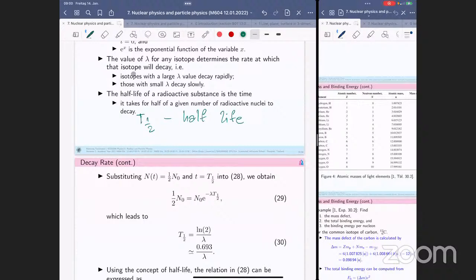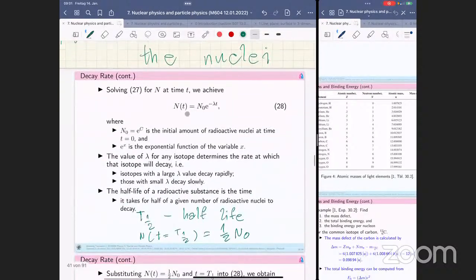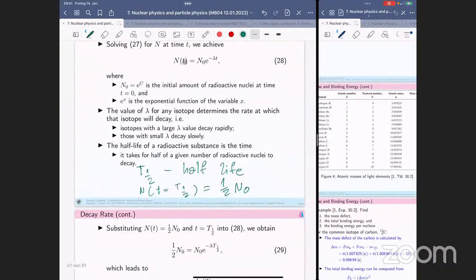And at this time, we're going to see N at t equal T1/2 will be only 1/2 of N0. At this time, the number of nuclei remains only half of the initial amount, and we substitute this into this expression, t equal to T1/2 on the right hand side too.